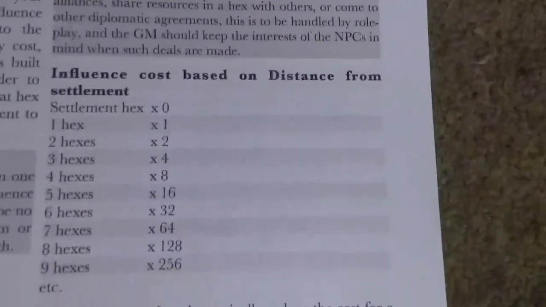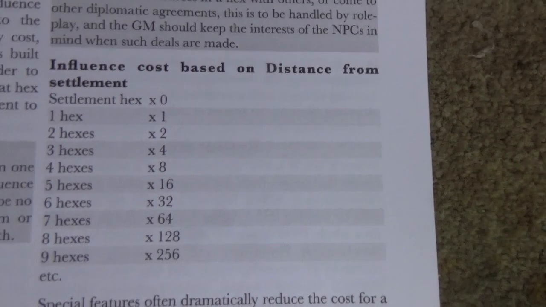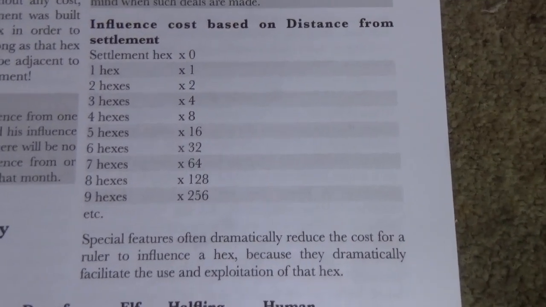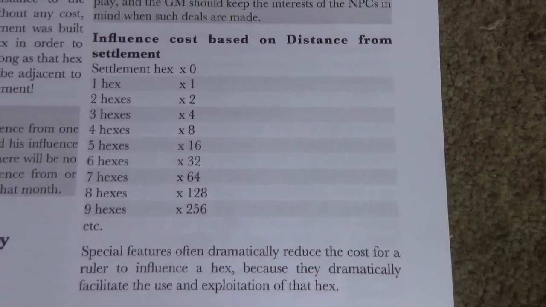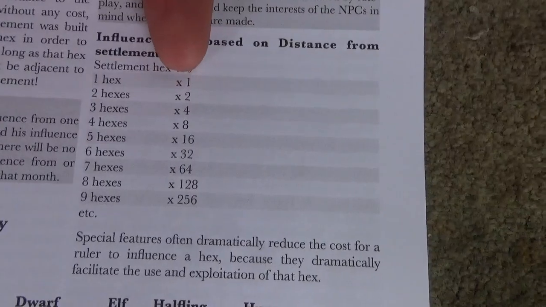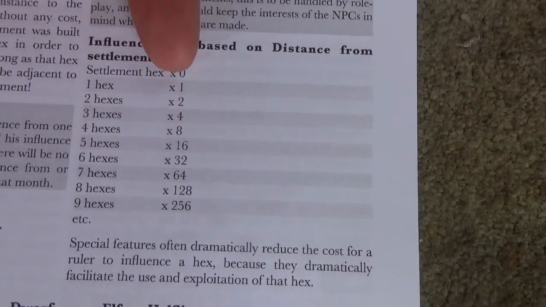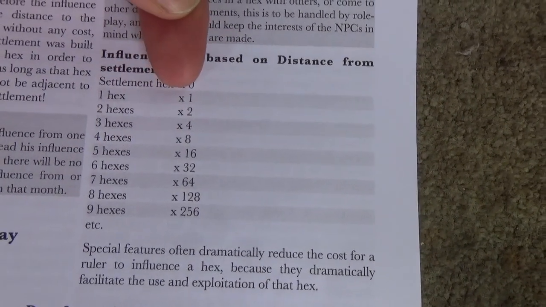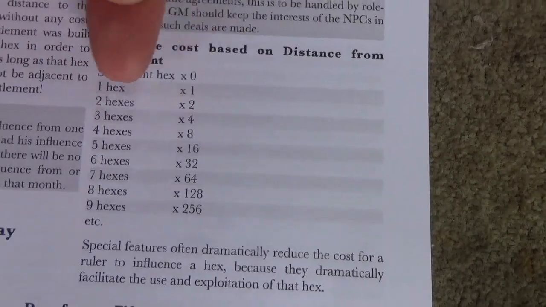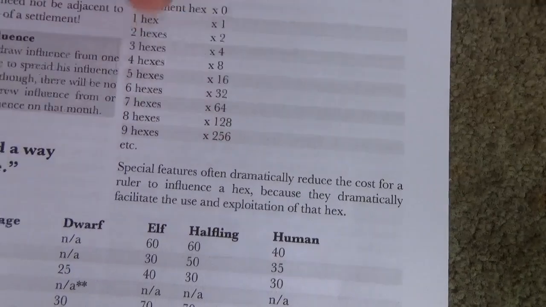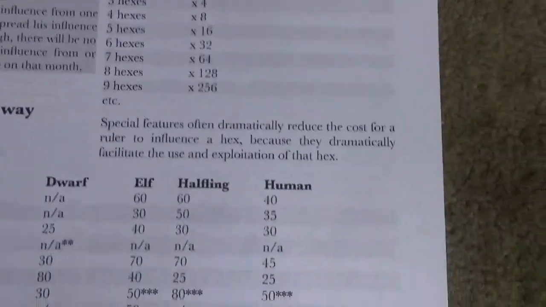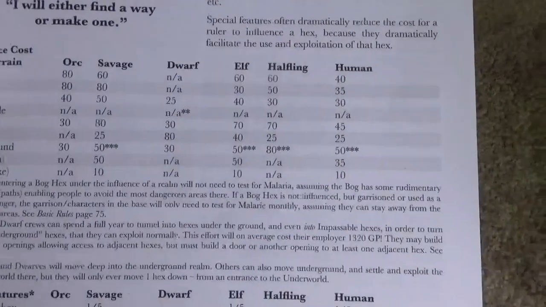And of course, the distance from your settlement dramatically influences the influence cost for each hex. For example, if the hex is right next to your settlement, you have the influence cost times 1. If it's only 2 hexes away, it's times 2, 3, 4, etc. And in the end, you are not going to exact any influence very far away from the settlement.